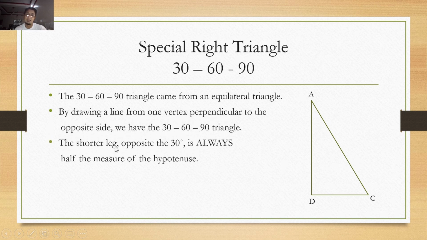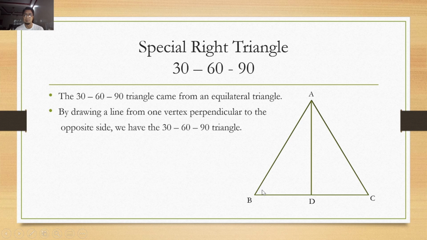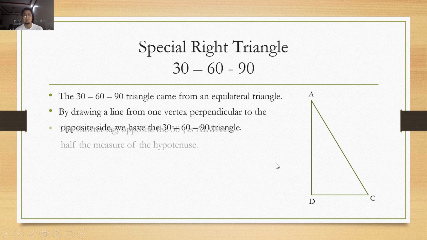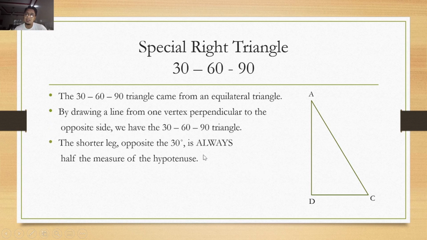The shorter leg, ayan, opposite the 30 degree angle, ito yung 30 nahati kasi yung 60, is always half the measure of the hypotenuse. This is what I'm talking about. Kanina, ito, kasing haba dito, balikan natin, ayan, magkakasing haba. Nung nakalahati natin, nakalahati lang ito. So, yung total na sukat ito, kalahati ito. Okay? Pakitandaan. The shorter leg, opposite the 30 degree, is always half the measure of hypotenuse.